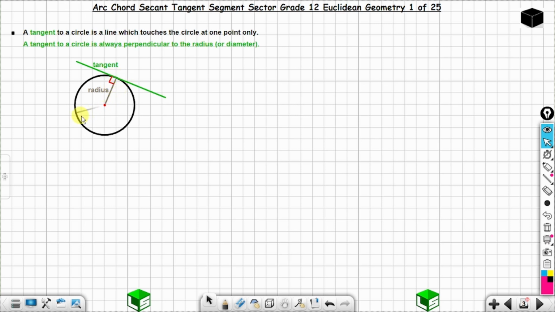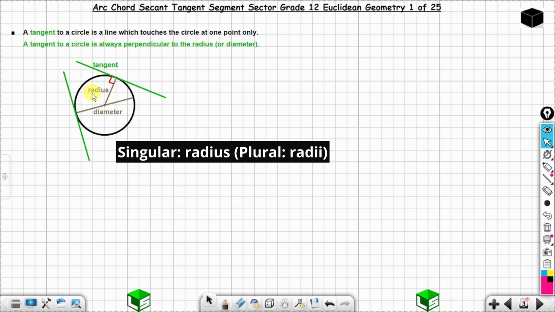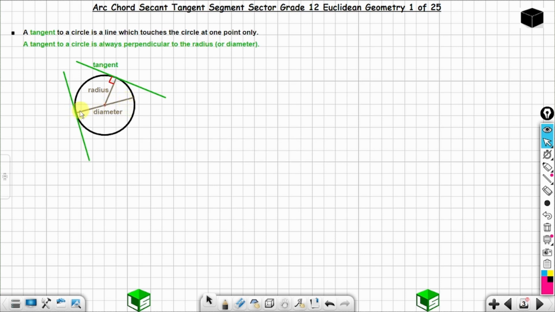You can have a diameter and you have a tangent. Remember, a diameter is made up of two radii. You can see this is a radius and this is another radius. So this is the point of contact of the diameter and this tangent. The angle formed there is equal to 90 degrees. So a tangent to a circle is always perpendicular to the radius or perpendicular to the diameter.